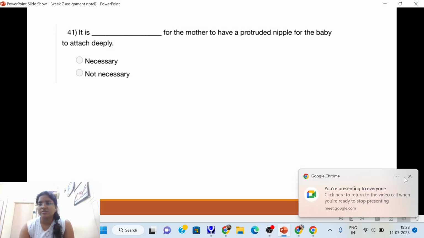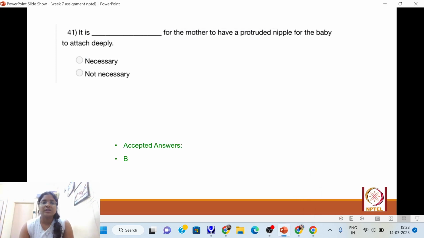Okay. So the correct answer is not necessary. It is not necessary that the mother should have a protruded nipple. Protruded nipple means the hard and stiff nipple for the baby to attach deeply. Without the hardness and stiffness of the nipple, also the baby will attach deeply, right?